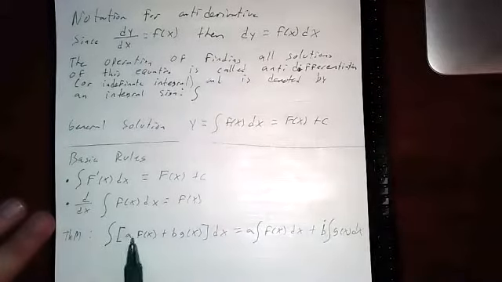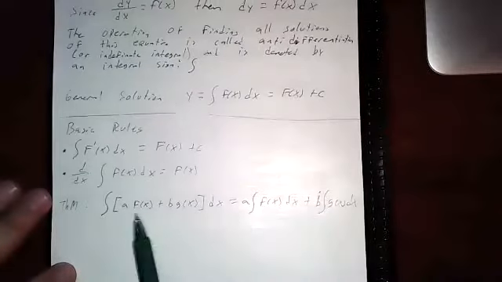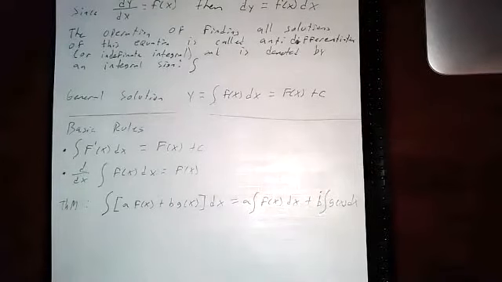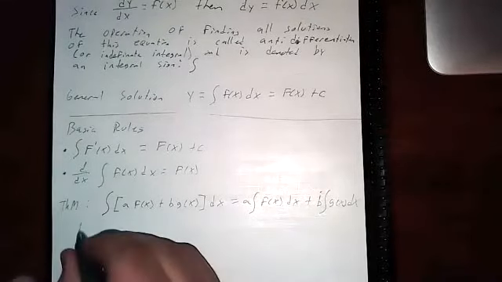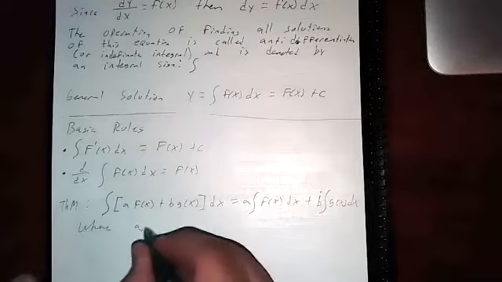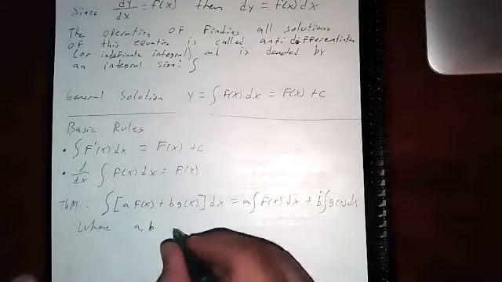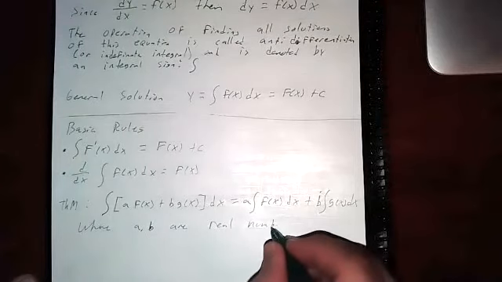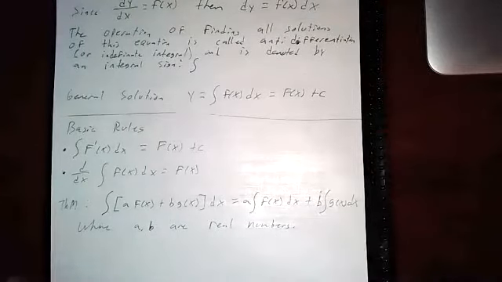See what I mean? So you can separate sums and integrate separately. You can pull out constants and then integrate, where a and b are real numbers. Okay. All right, so let's do some examples and mention the power rule.